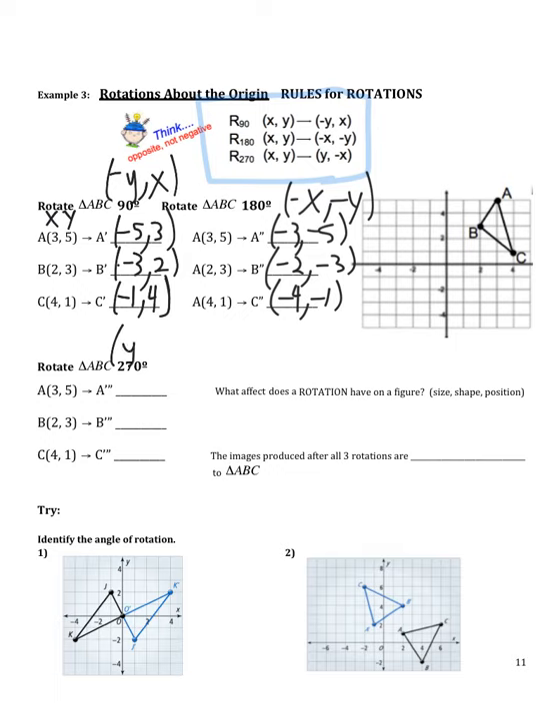270 is y, opposite x. That's the rule. So for A triple prime here, y is 5. The opposite x would be -3. For B triple prime, y is 3, so it stays 3. Opposite of x is -2. And for C triple prime, y is 1. Opposite of x is -4.